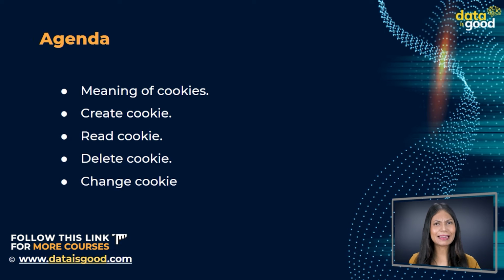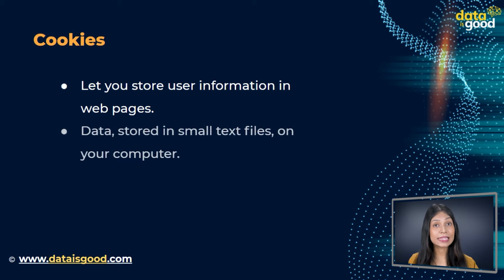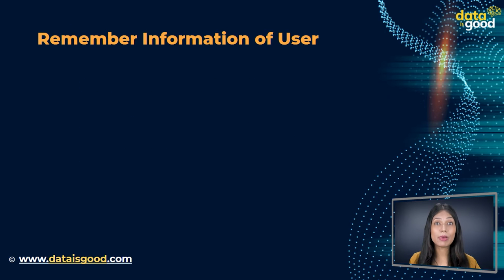So what exactly are these cookies? Well, cookies let you store user information in web pages. Basically, cookies are data stored in small text files on your computer. When a web server has sent a web page to a browser, the connection is shut down and the server forgets everything about the user. Cookies were invented to solve the problem of how to remember information about the user.